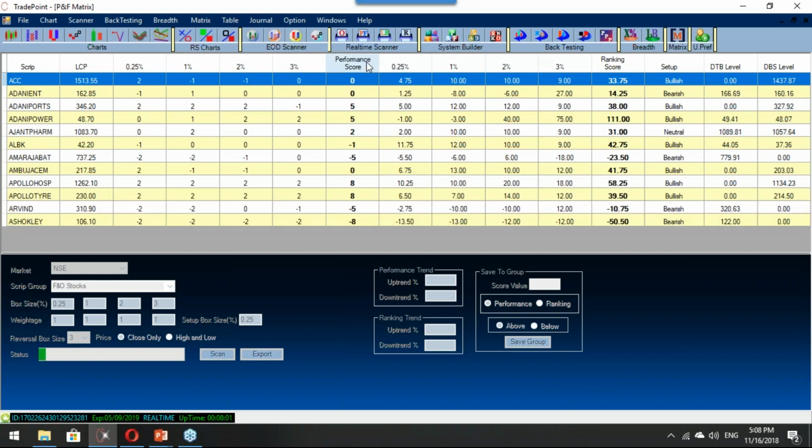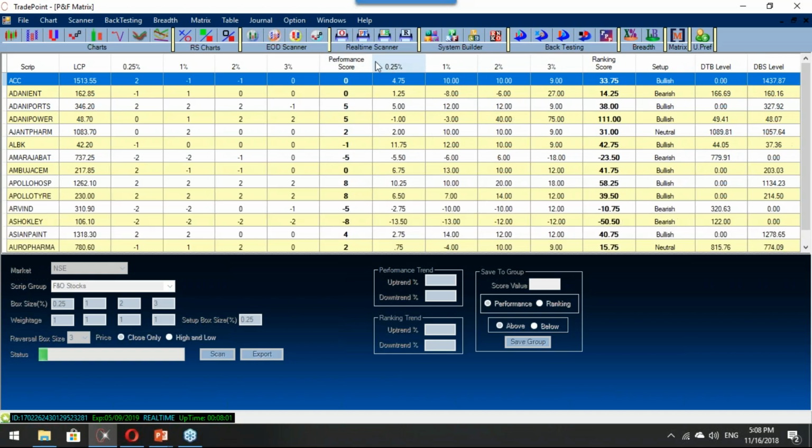We are not worried about the items listed on the right hand side of this performance score. Whatever is there to the right of this column, just ignore all that stuff. These five columns you can ignore. We haven't discussed that. We have been focusing our attention on the performance scores alone, and of course we are trying to integrate performance score with the setup.